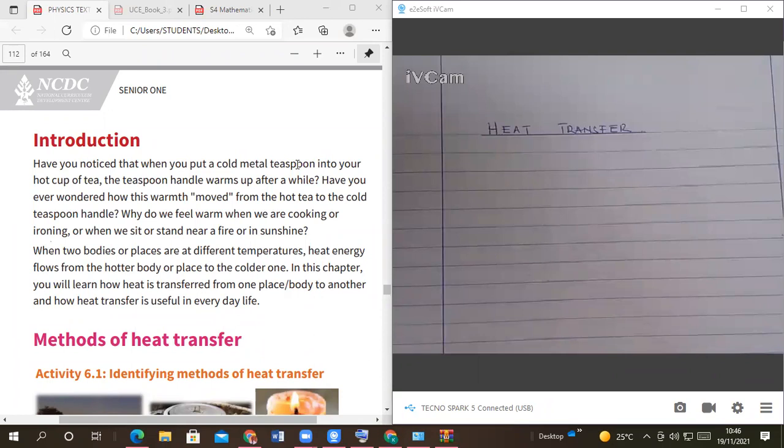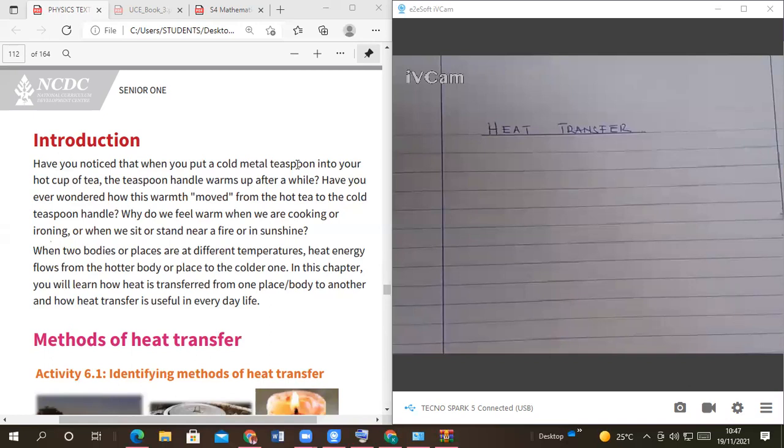Okay, so if you know how to cook, then during your procedures of cooking, you find that you become very warm when you are cooking, or when you are ironing. Why? There is a certain heat transfer. Heat is transferred from the source of heat to your body, either by conduction, convection, or radiation. So we shall see that.